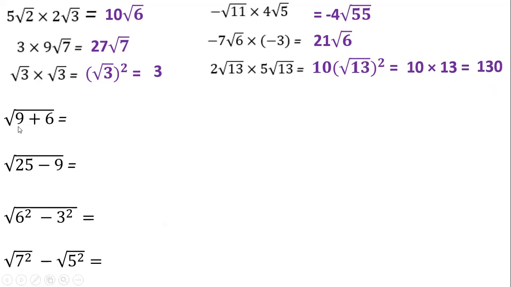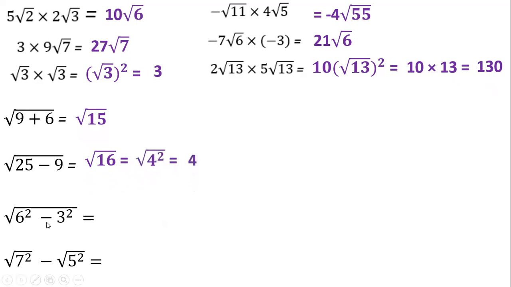I told you last lecture a very important rule, which is when you have a radical and inside the radical you have a plus or a minus, this radical cannot be split. So we cannot write radical 9 plus radical 6. We should add the numbers inside the radical. So the answer is radical 15. Radical 25 minus 9, it's radical 16. Now our answer should always be simplified. 16 can be written as a perfect square. It's radical 4 squared, and the answer is 4.